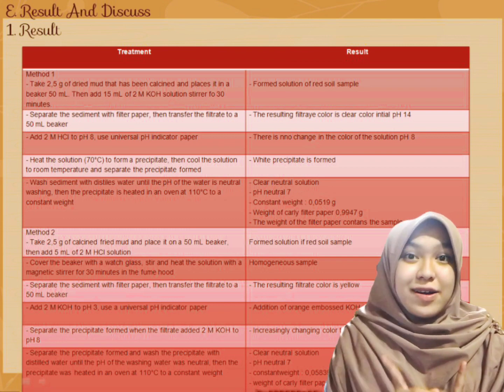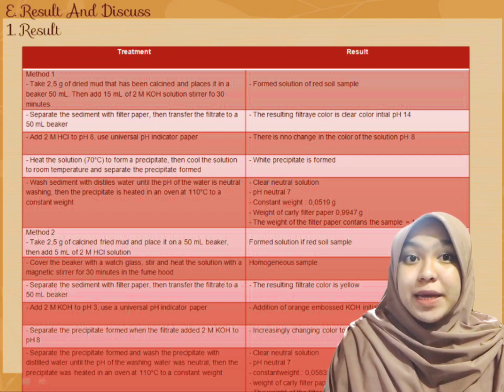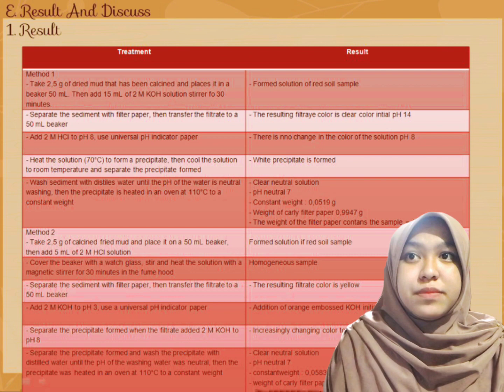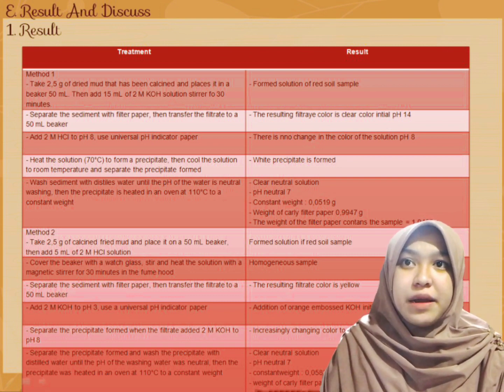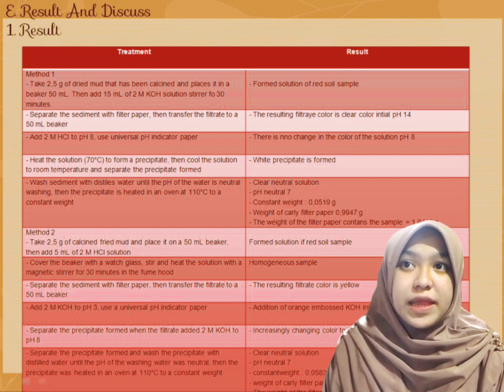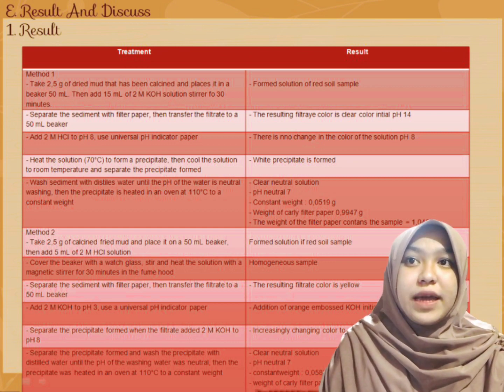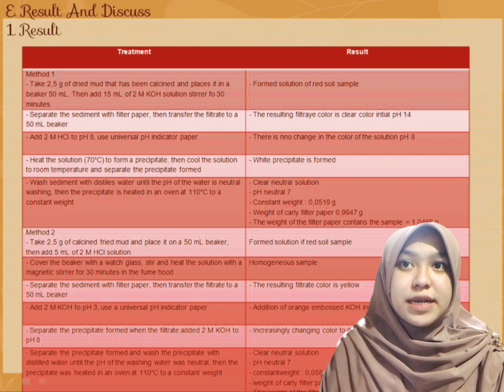Next, results and discussion. Result treatment, Method 1. Take 5 grams of dried mud that has been calcined and place it in a 50 milliliter beaker glass. Then add 15 milliliters of 2 molar KOH solution and stir for 30 minutes.